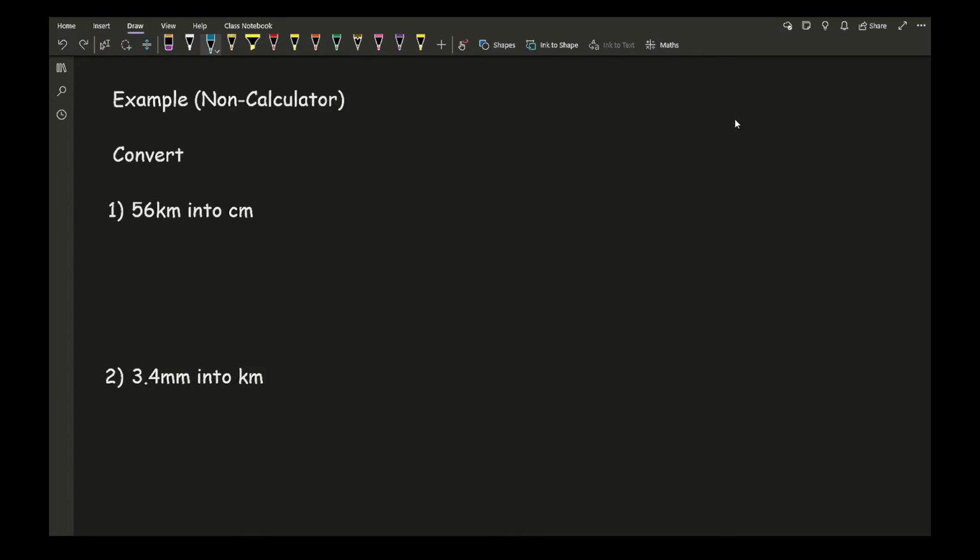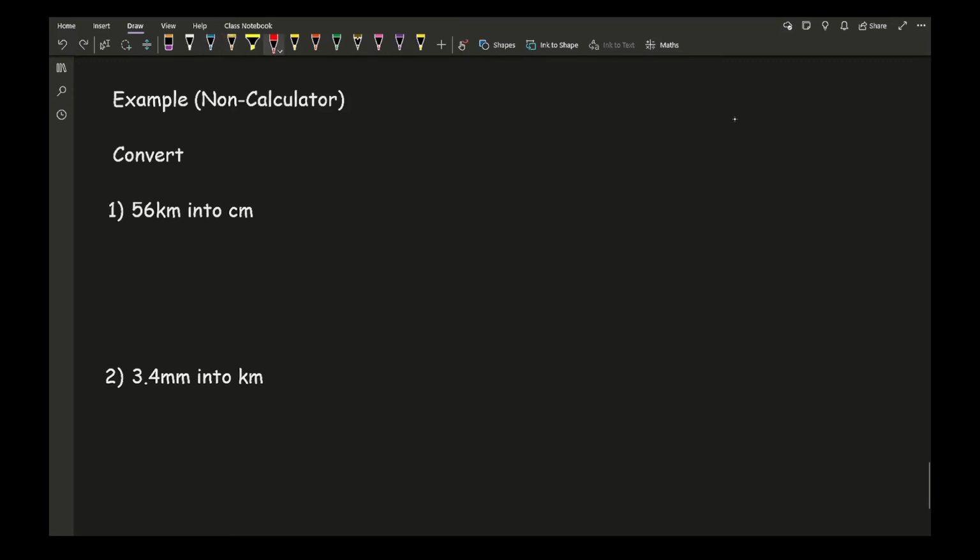So the first question is asking us to convert 56 kilometers into centimeters. Now, again, 56 kilometers is a long distance. It's like going from one city to another. So it's almost the equivalent of, I would say, over an hour's drive in a car. So this is going to be a very, very big number.